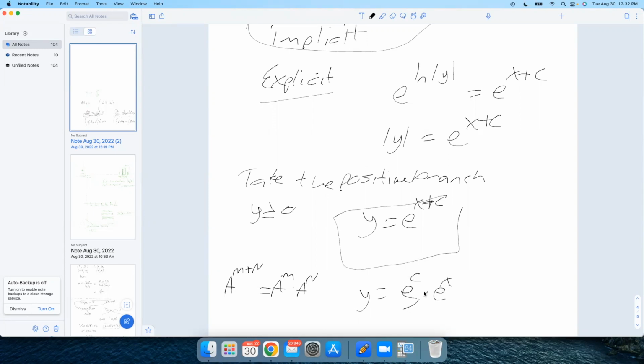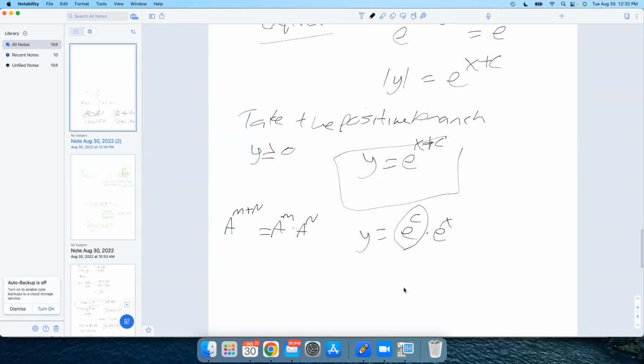And then this just looks weird. There's nothing wrong with it. But e raised to an arbitrary constant is just a different arbitrary constant. So there's nothing wrong with me going, okay, I'm going to call that guy C1. And then I'm going to say C2 equals e to the C1, and then come down here and say this, and then circle that. That's perfectly fine.